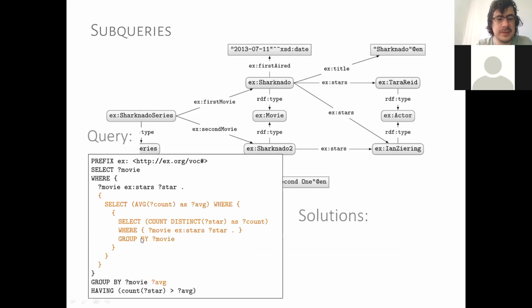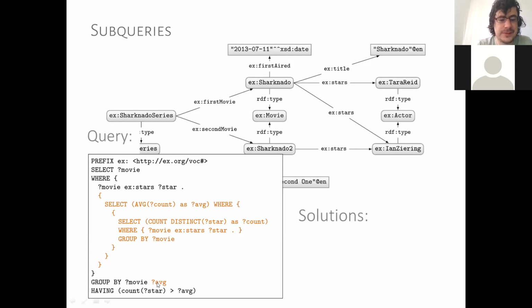In this case, it's a similar query. We start by counting how many stars there are per movie, and we take the average. Then outside, again, we need to find how many stars a movie has, and then we apply a having. We say that the count of the number of stars must be greater than the average. There's one thing to note here, which is that we add average to the group by. This is so that we can access the average outside as part of the group.